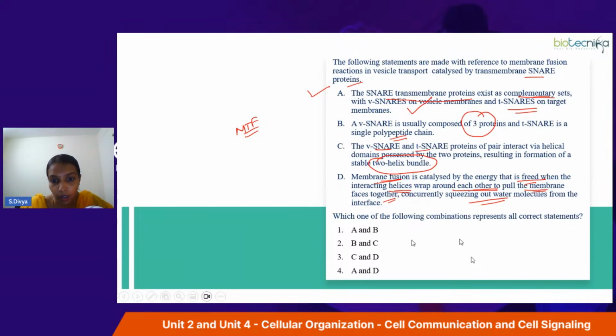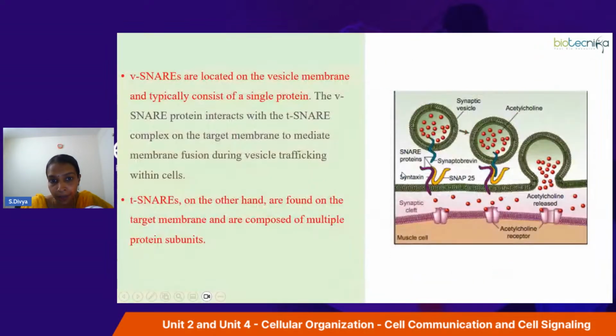So the correct answer over here is 4. Now, why is it A and D? Because if you see, V SNAREs are something that is made up of a single protein, whereas T SNARE is something that is made up of multiple protein subunits. If you see, this is our T SNARE that is having syntaxin and SNAP25. And from the vesicle, you are having synaptobrevin. So this is how the interaction takes place. And this clears why statement B is incorrect.